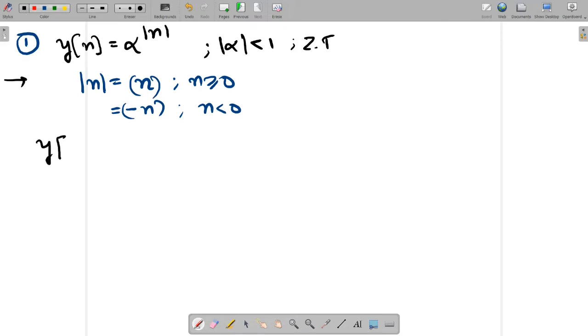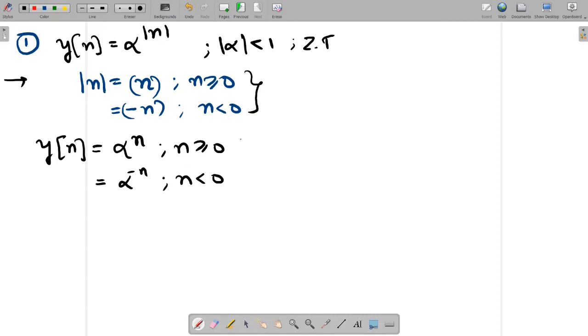We'll say therefore y of n is equal to alpha raised to n for n more than or equal to 0, and y of n is equal to alpha raised to minus n for n less than 0. I hope these two things are clear. Once it is clear, we can start off with the sum. So, y of n is equal to alpha raised to n for n more than or equal to 0. What is the meaning of n more than or equal to 0? It means the positive axis, causal system, that is u of n. And what is alpha raised to minus n? It is the negative side.